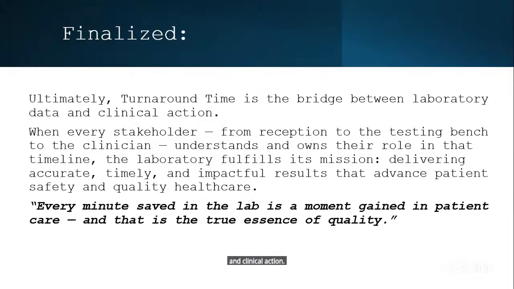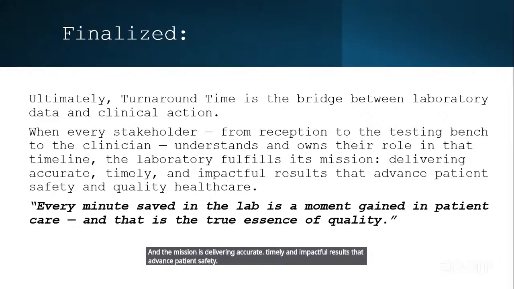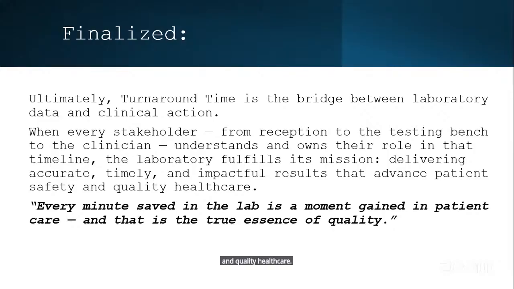When every stakeholder, from reception to the testing bench to the clinician, understands and owns their role in that timeline, the laboratory fulfills its mission. And the mission is delivering accurate, timely, and impactful results that advance patient safety and quality healthcare. Every minute saved in the lab is a moment gained in patient care. And that is the true essence of quality.